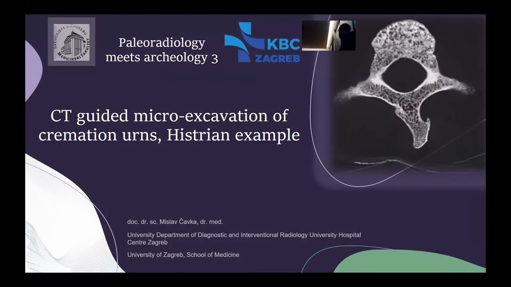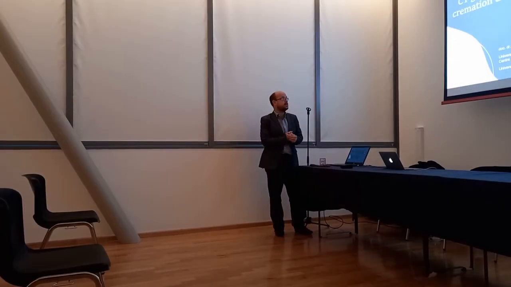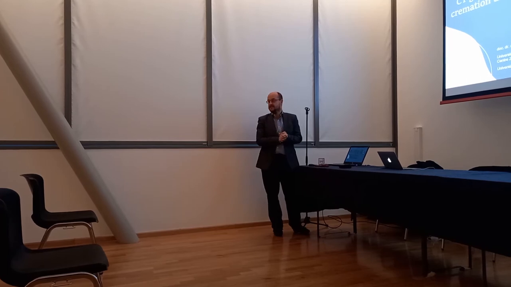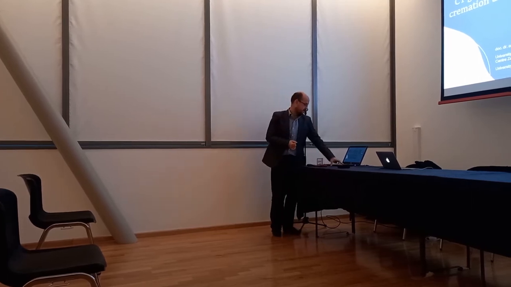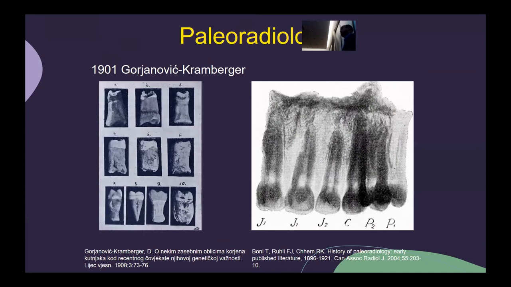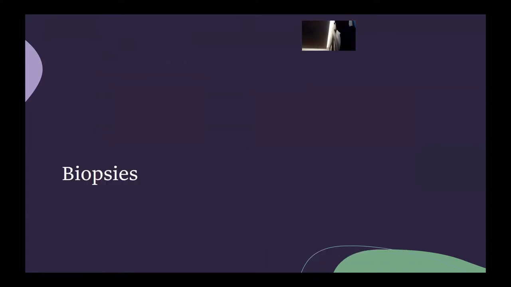I hope that we overcome these technical problems. So I will present how in the first place we got here and what we have applied in the study of Histrian urns. But before going there, I always have to mention that Gorjanović Kramberger put Croatia on the map of paleoradiology rather early, in 1901. He was the first to scan fossilized remains of Neanderthal men in Zagreb and not in Vienna, as it's written in paleoradiological literature.